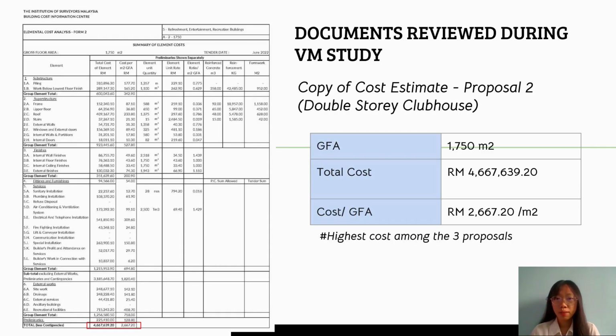Next is the cost estimate for Proposal 2. The total cost for the double-story clubhouse is 4,667,639 ringgit and 50 cents, while the cost per GFA is 2,667 ringgit and 20 cents per square meter. Overall, Proposal 2 has the highest cost among the 3 proposals.